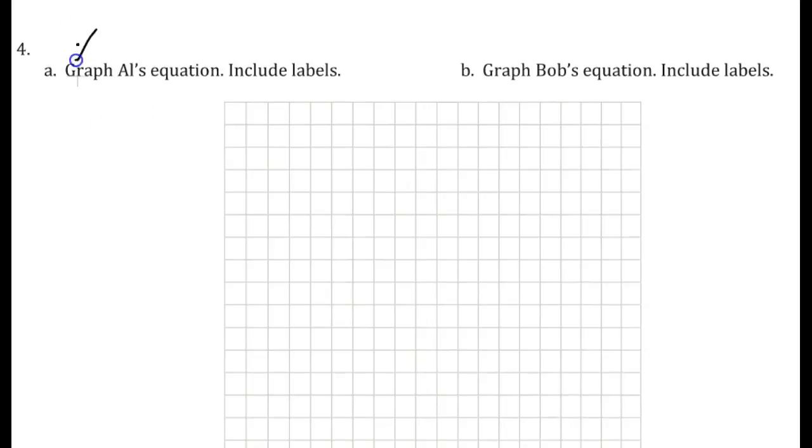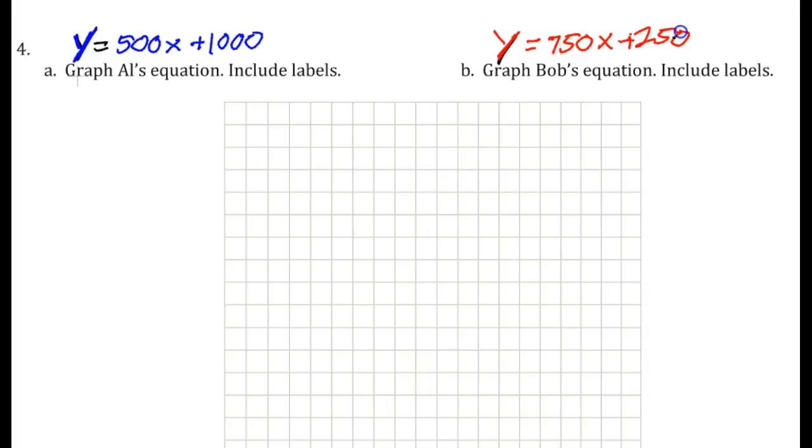Now let's write them right above here so we have them. So Al was 500x plus 1,000. And Bob was 750x plus 250. So we're going to graph these both, and we can see when each person is making more money than the other. So here we go.